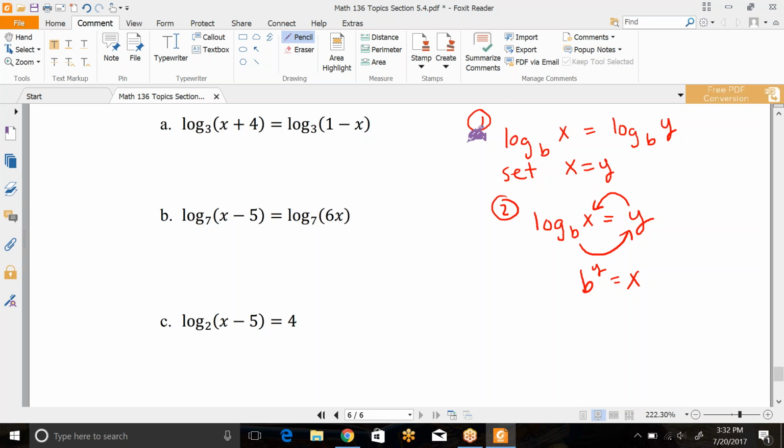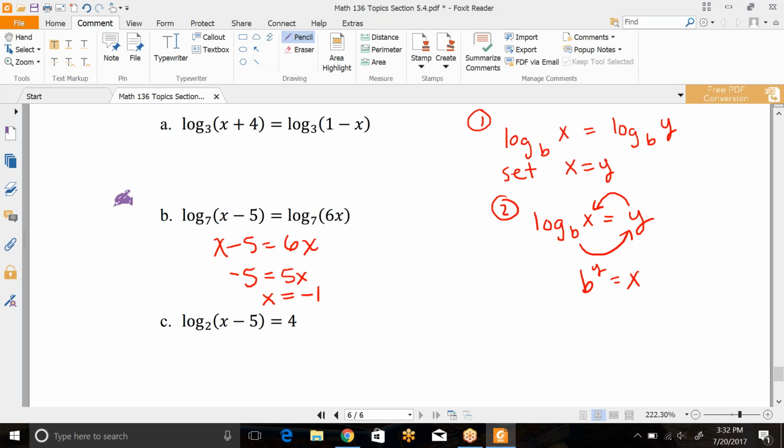So b is obviously a method 1. We have log base 7, one on each side, so we set the x minus 5 equal to the 6x. To solve this, you would subtract over the x, so that's going to make that 5x, and we would divide by 5. This would make that negative 1.